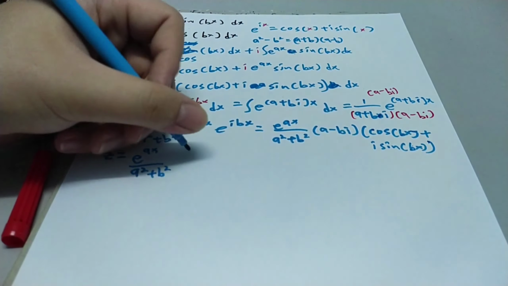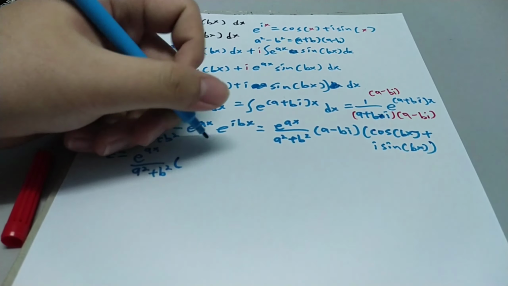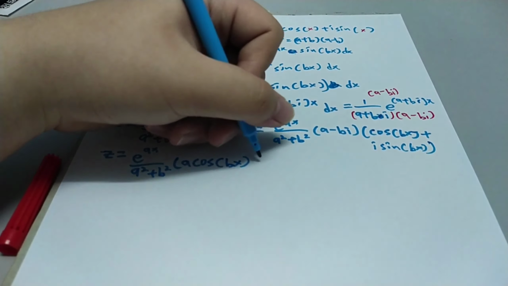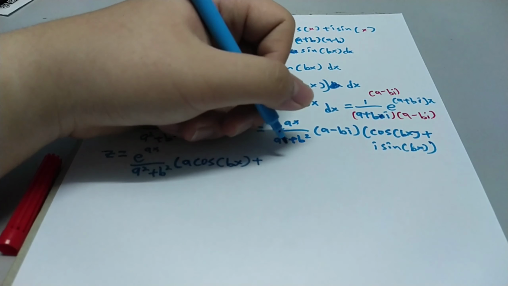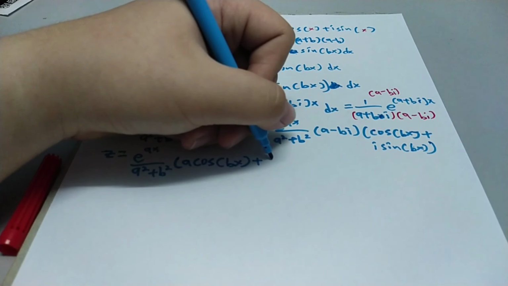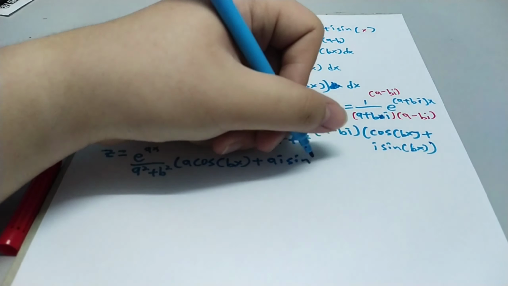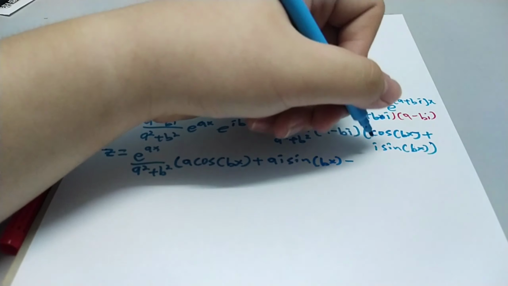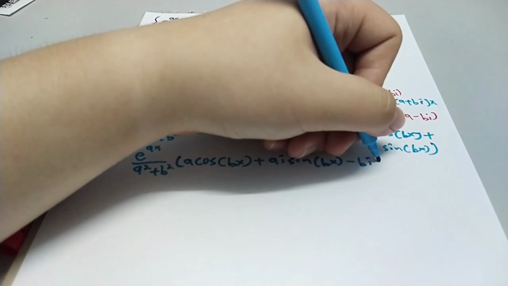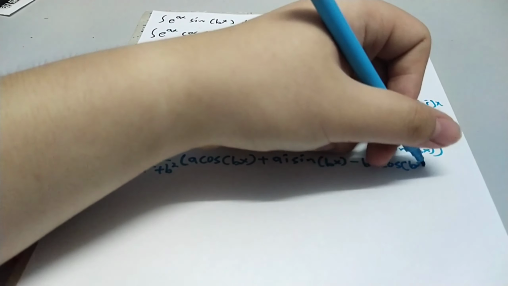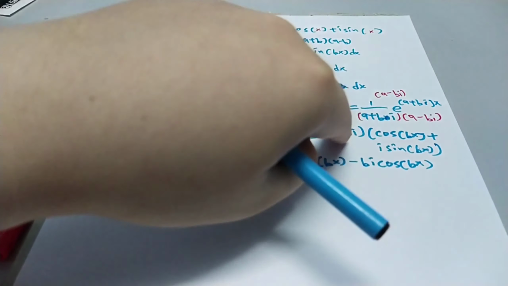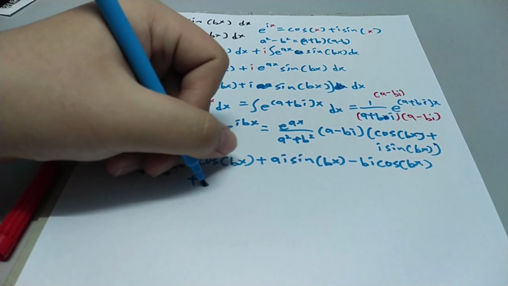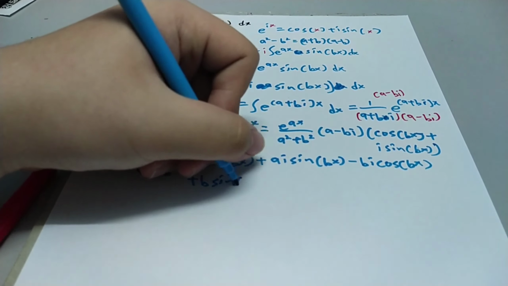Now, in the expression I will have a times cosine of bx, plus ai times sine of bx, minus bi times cosine of bx, and we multiply negative bi times i, which is going to be plus b times sine of bx.